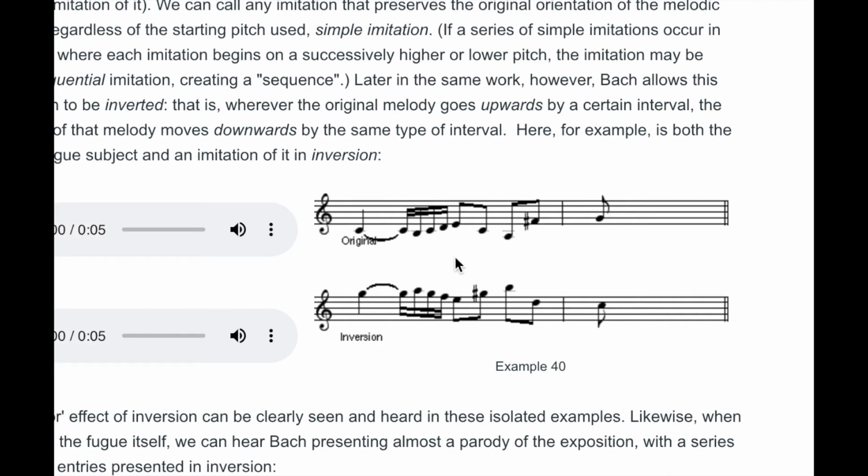And so what I've done is I've written these things above each other so that you can see the relationship between them. It's kind of like there's a musical mirror that's been placed in between. And in a sense, I could play them at the same time. It won't sound that great, but you can hear that kind of mirroring effect.